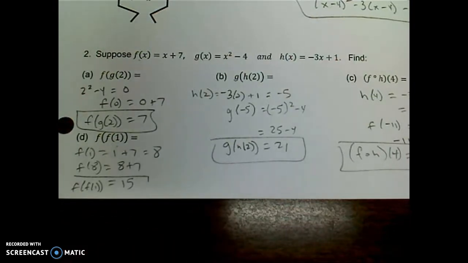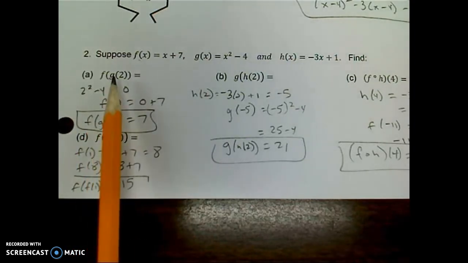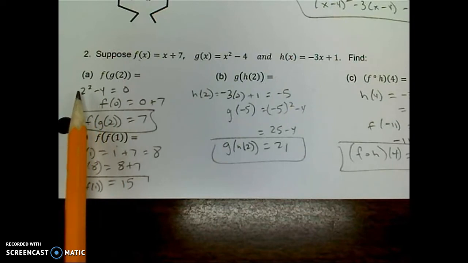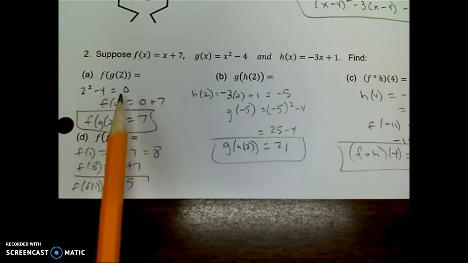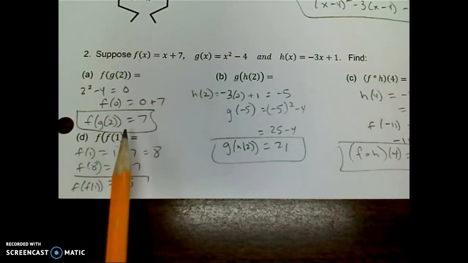So if you had an opportunity to check your work, f of g of 2. So we do g of 2, 2 squared minus 4. That's 4 minus 4 is 0. And now 0 becomes the input to our f function. 0 plus 7 is 7. So f of g of 2 is 7.